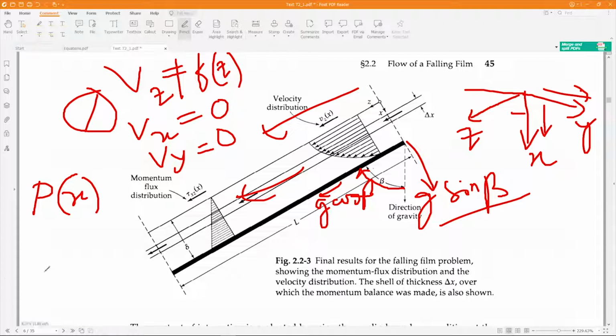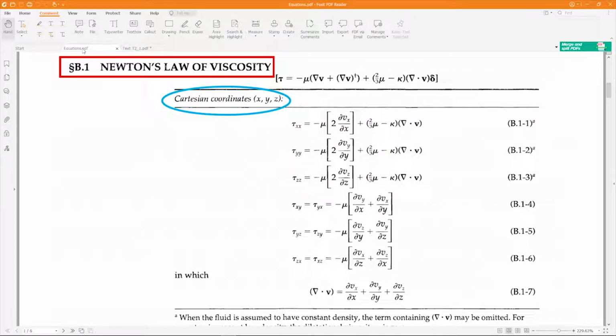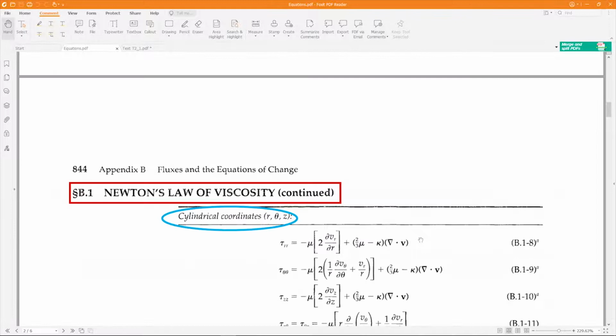Also, you can write down the boundary conditions, but for now you don't need them. Once we integrate the equations, then you can apply the boundary conditions, or you can write them along with the assumptions also. No problem. Once this is set, now we'll directly go to the equation of motion.